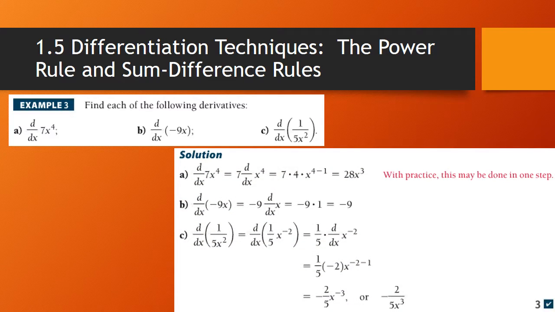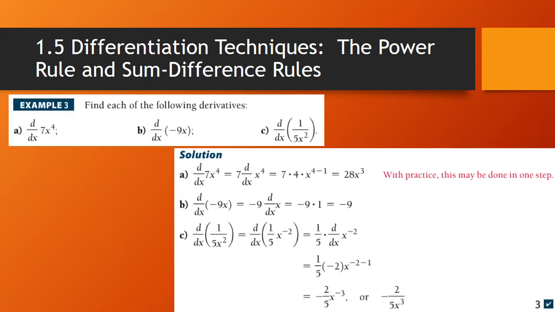Okay, notice what we're doing. The 7x to the fourth, we pull the 7 out front. We do the derivative of x to the fourth, and we then combine and get 28x to the third. And the note says, with practice, you can do this in one step. So you will get to the place, if you're not there already, where you don't need to split it up like this. But it's important that you understand why you can do what you're doing.